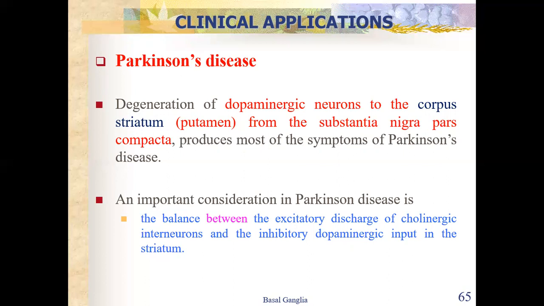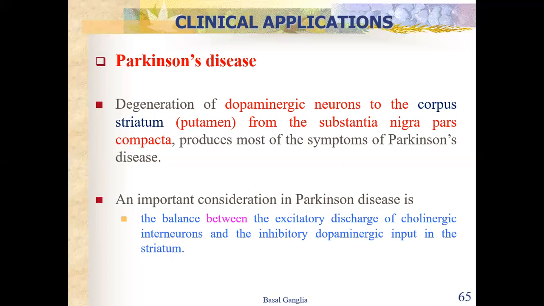So an important consideration in Parkinson's disease is the balance between excitatory discharge of the cholinergic interneurons within the striatum. The striatum will keep on putting out inhibitory discharge via the D2 receptors to the globus pallidus. But you have to consider there is an excitatory discharge within the striatum as a result of the cholinergic interneurons. So when there is an imbalance, they will keep on discharging in an excitatory manner, irrespective of what happens in the substantia nigra pars compacta.